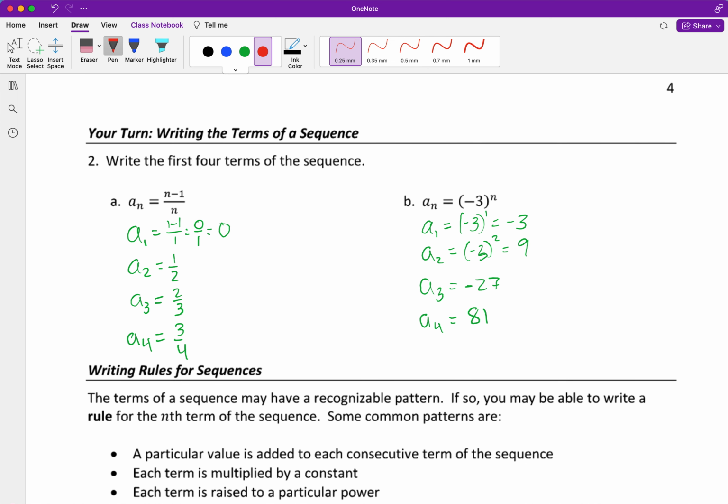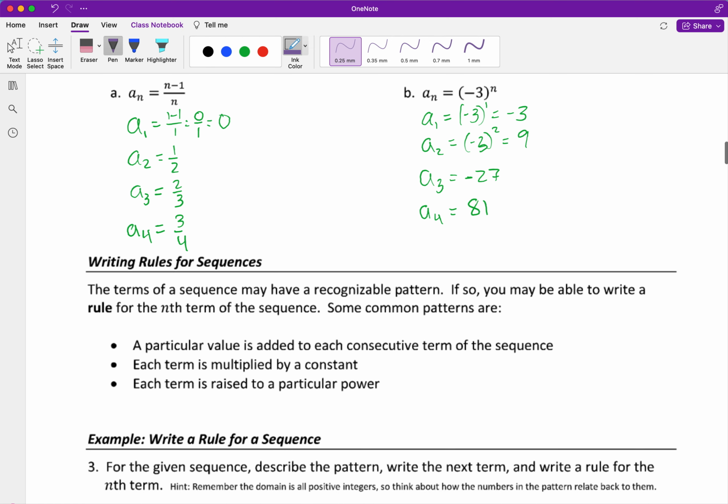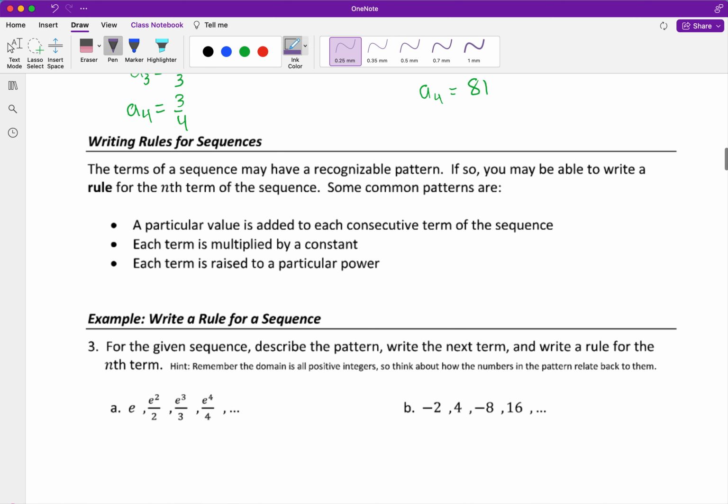So I'm hoping you're getting a feel for what things are looking like here, and we're going to get into slightly harder stuff now, which is working backwards from what we just did. I'm going to give you the numbers of the sequence. Can you tell me what the rule is? Can you tell me what the pattern is that's happening here?